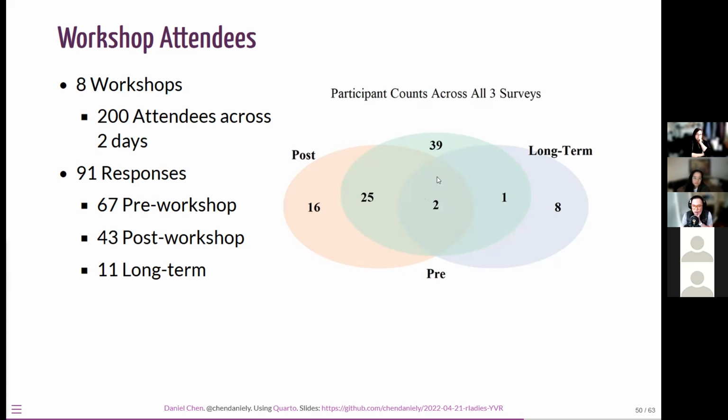So what I ended up doing was throwing out all of the overlaps here. I only looked at the 39, 16, and 8. That's because I treated this as a series of time points, snapshots in time, instead of trying to track individual people, because those are 2 different types of analyses that you would do.